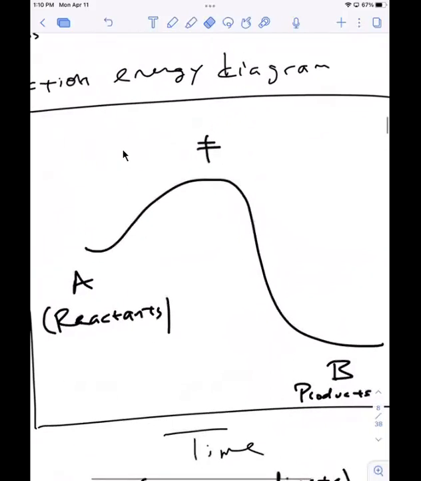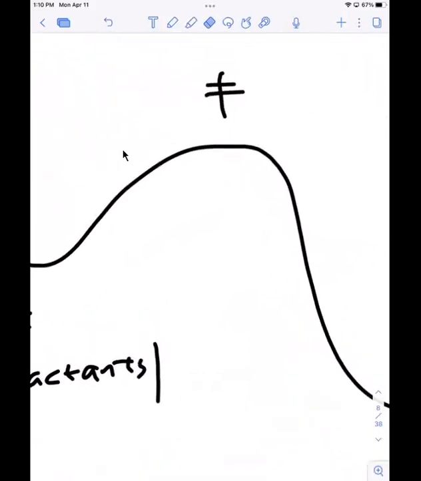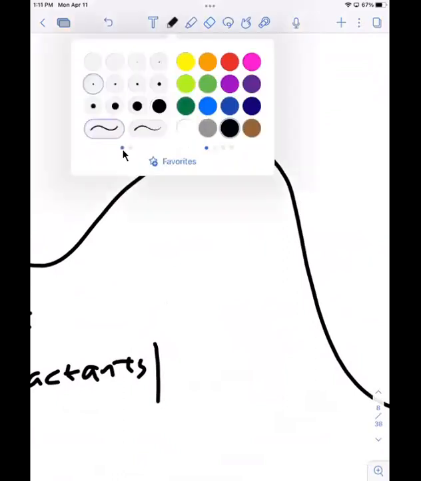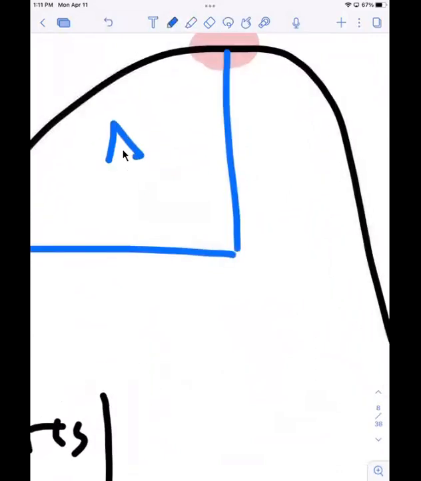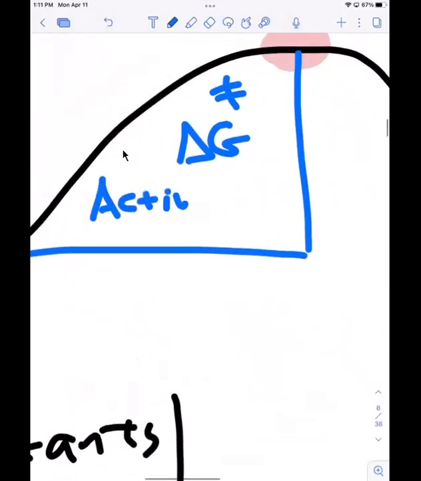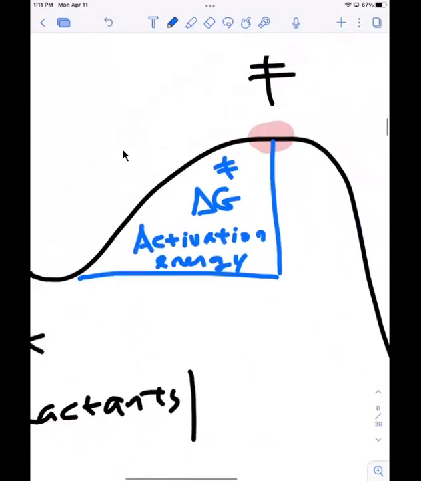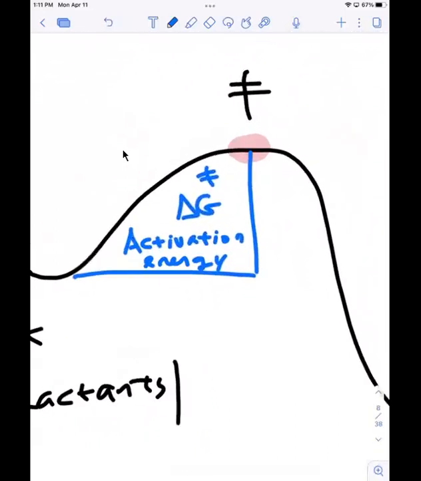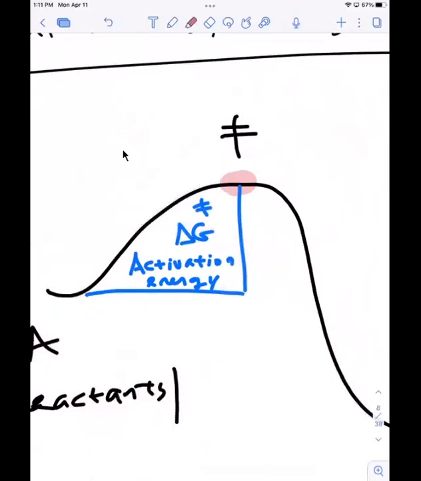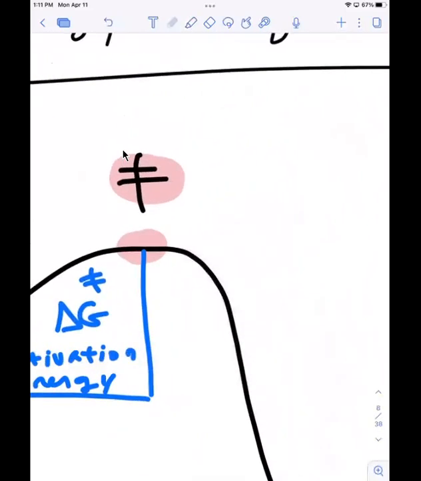And there's a gap between A and this peak right here, or the highest energy peak on the graph. That gap is what we call delta G double dagger. It's the activation energy. That activation energy is the required energy to get from A to here, which we call the transition state.